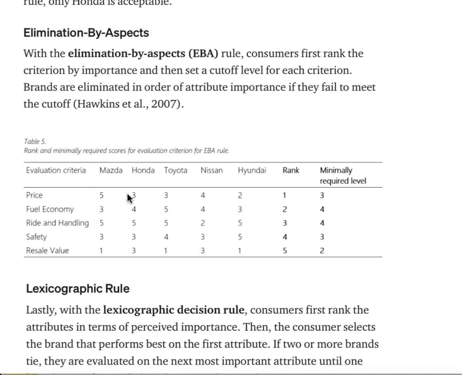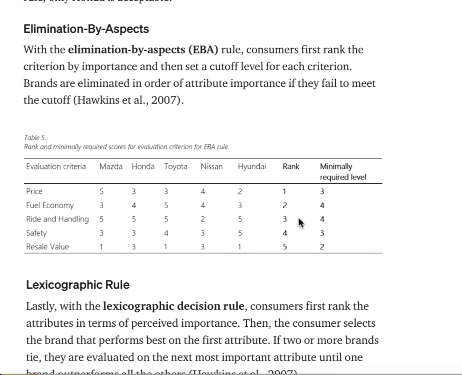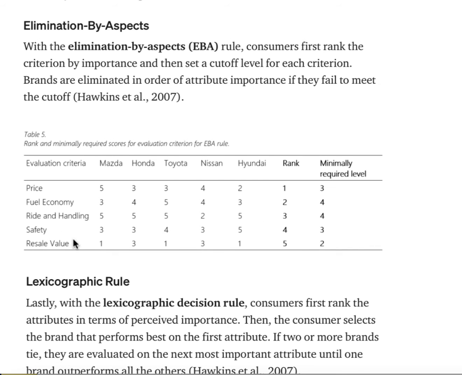Mazda passes, Honda passes, Toyota passes, and Nissan passes. Then we move on to the next criterion, fuel economy. Minimally required level is 4. Mazda does not pass, Honda and Toyota do pass, as does Nissan. Moving on to the next round, third most important criterion, minimally required level is a 4. We had Honda, which passes, Toyota, which passes, Nissan does not pass, and then fourth, minimally required level of 3, Honda and Toyota again pass, but it's at this last round with resale value that we select Honda.